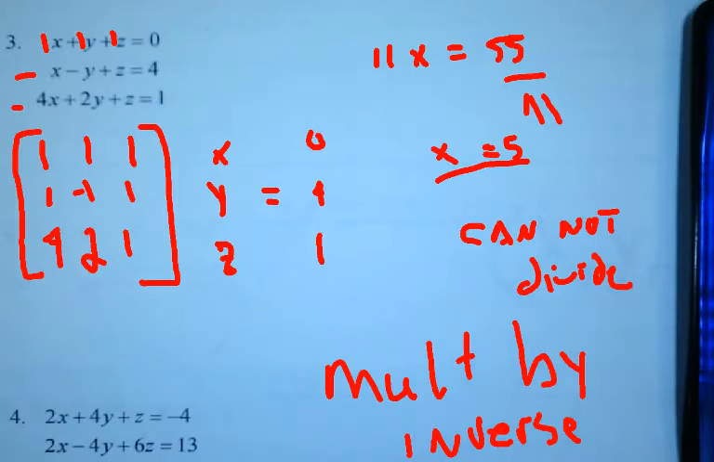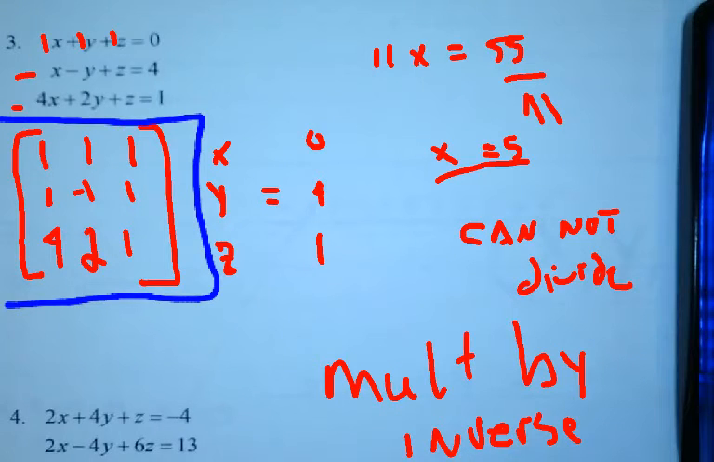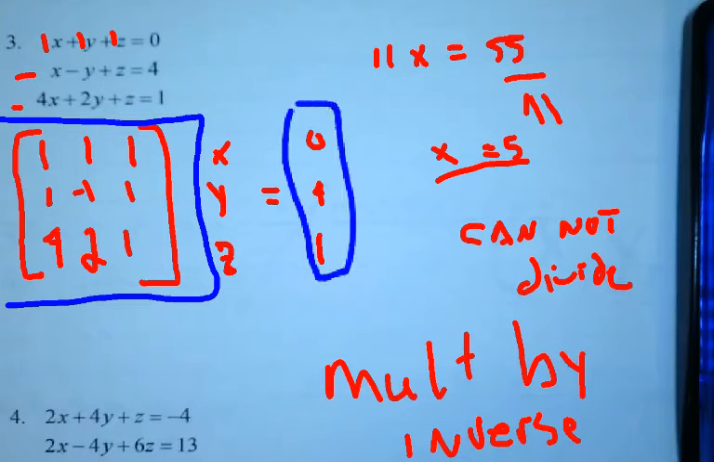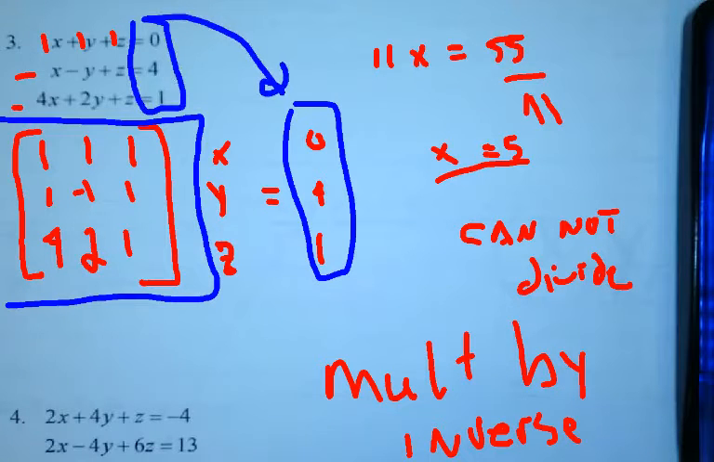How do we multiply by the inverse? Well, let me show you. The first thing you have to do is take this matrix that you've got right here and put it into our calculator. And then we have to put this other matrix in our calculator. Remember, where did it come from? These numbers are the numbers at the end here. And the other one is the coefficients, the numbers in front of each of the letters. So that's where they come from.